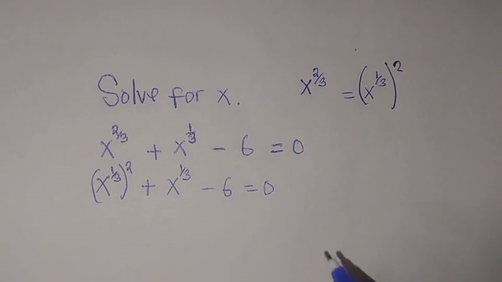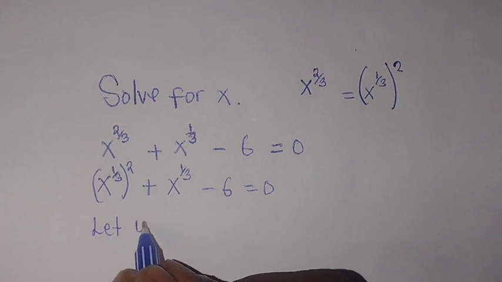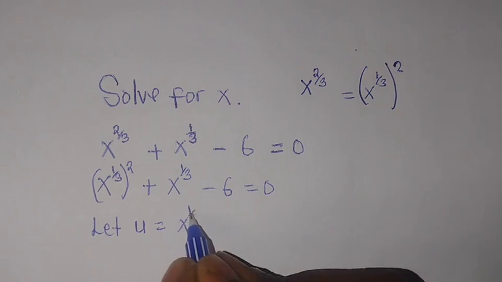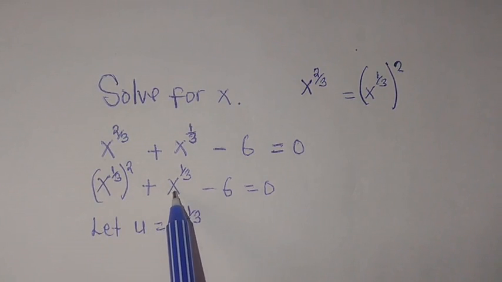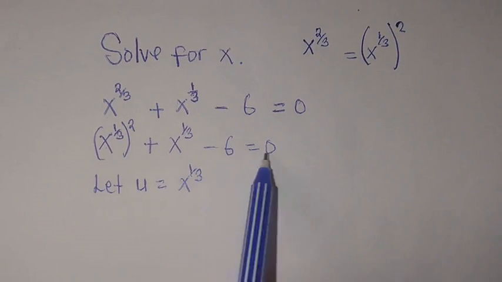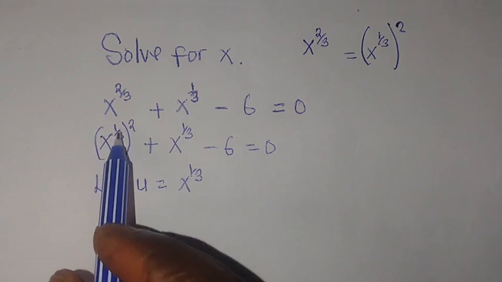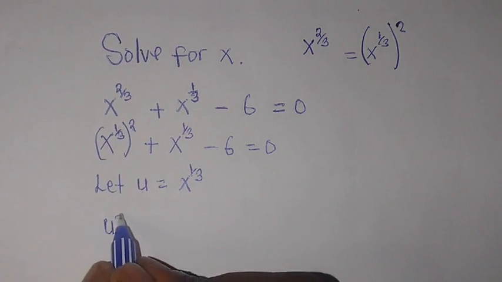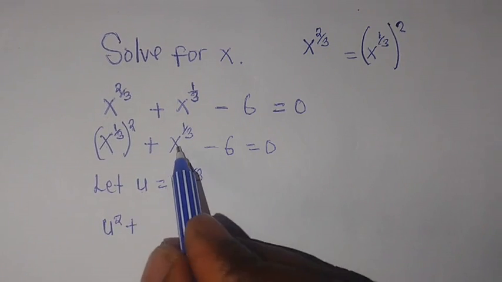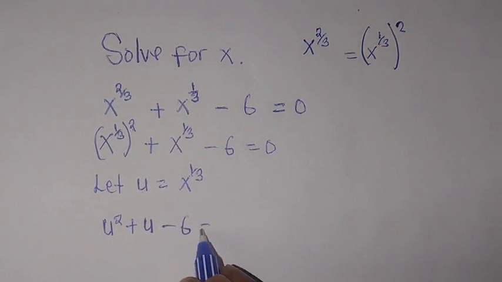After writing like this, we can now say let u be equal to x to the power 1/3, because we can see x to the power 1/3 is common. Even here x to the power 1/3 is common. So we substitute u where we have x to the power 1/3. Here we have u squared, plus u, then minus 6 is equal to 0.